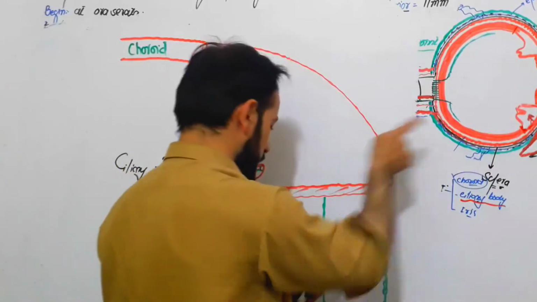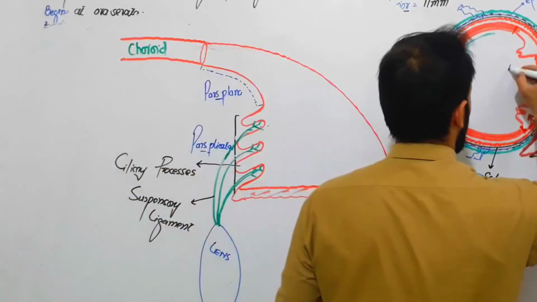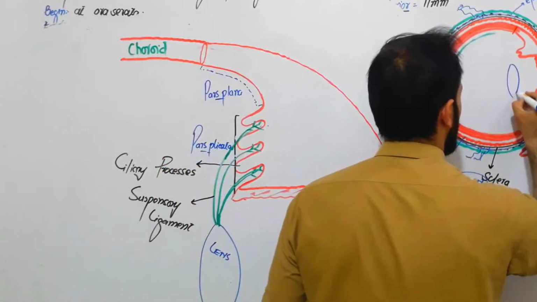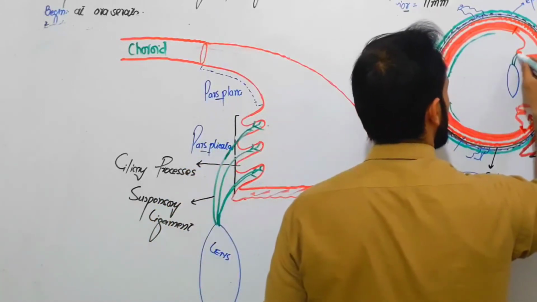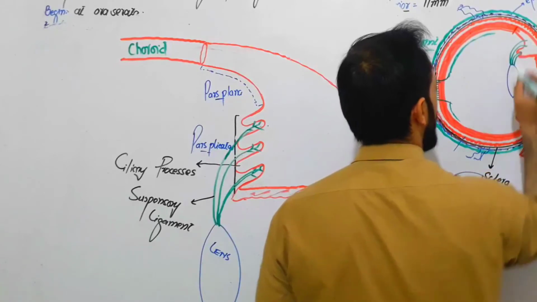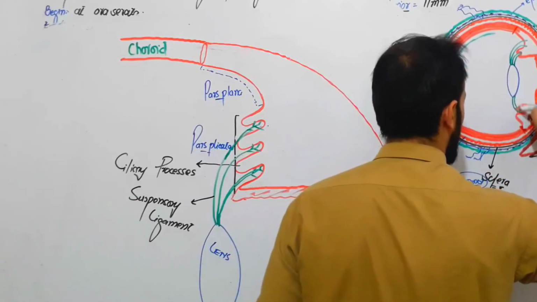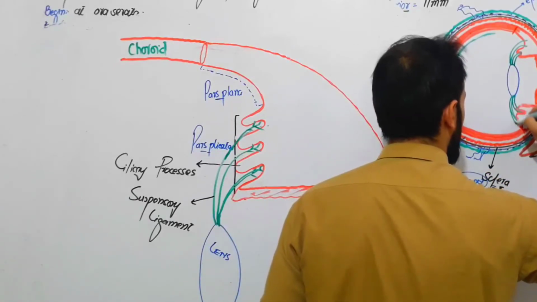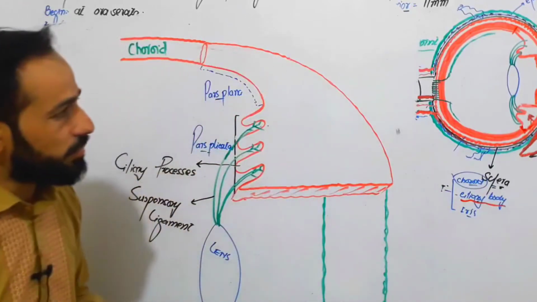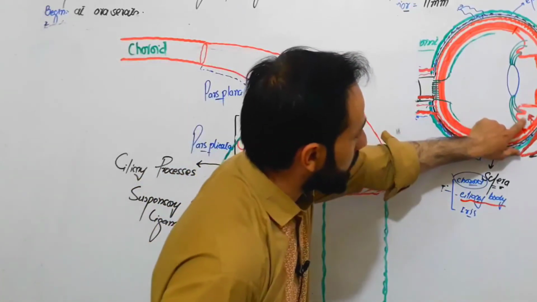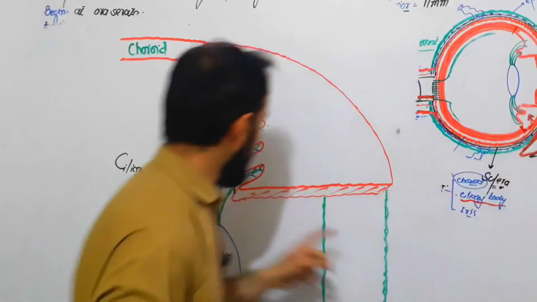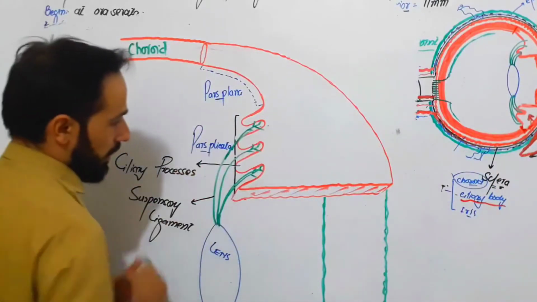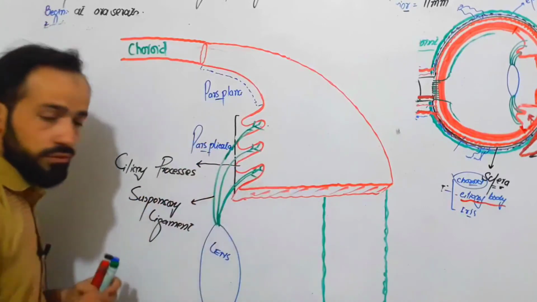So if we draw this structure here, that will be very easy for us. Look, this is your lens, right? And the lens is suspended by these suspensory ligaments, and all those suspensory ligaments are held by what? Firmly held by the ciliary body. So look here, that structure is represented also here, right?